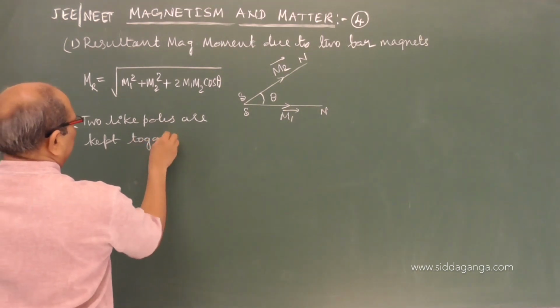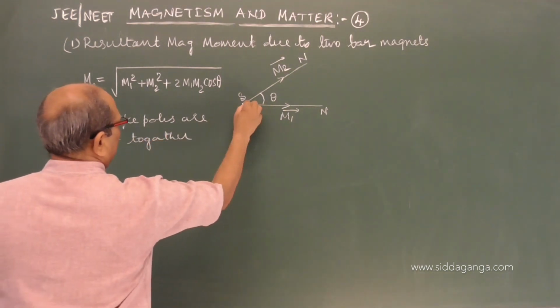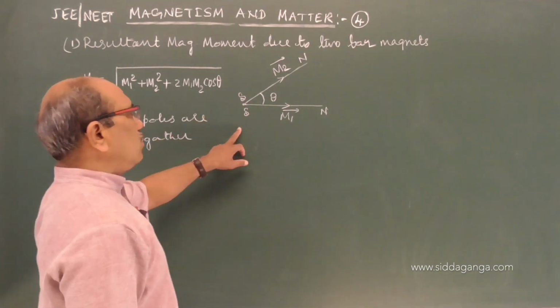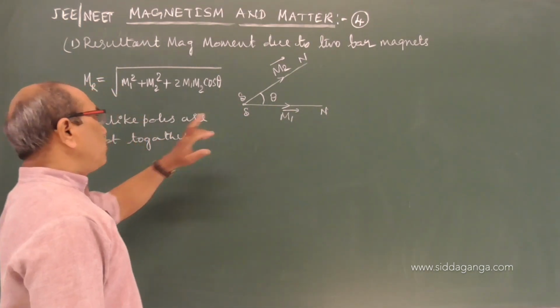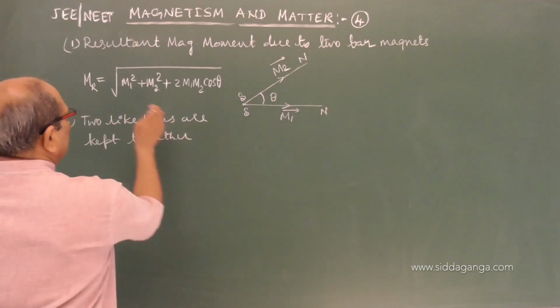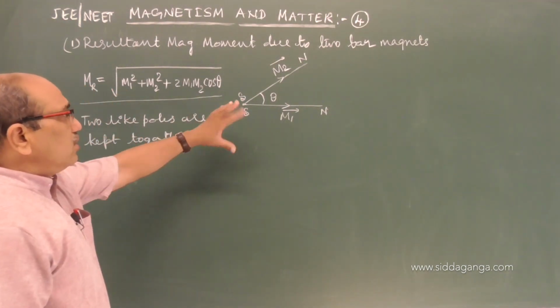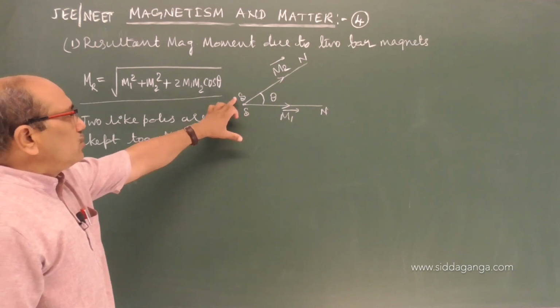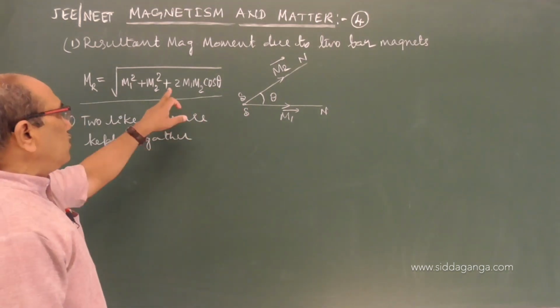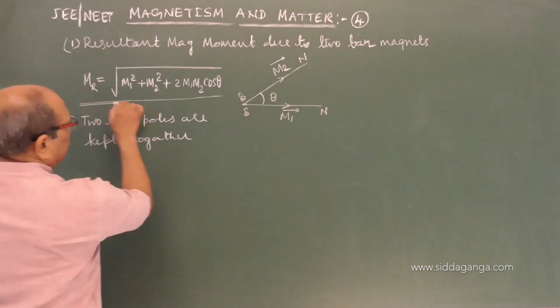If you see the common point, south to south or north to north, two like poles kept together, then this relation can be used. They may be asking about giving the position. First you have to see whether they are together or not. If they are together, you can use this relation.